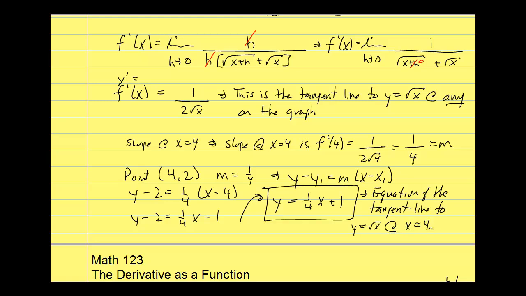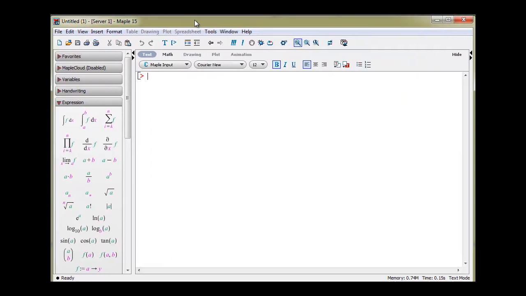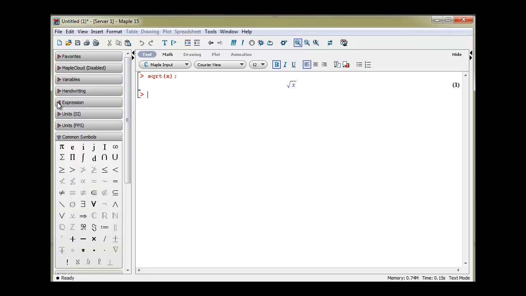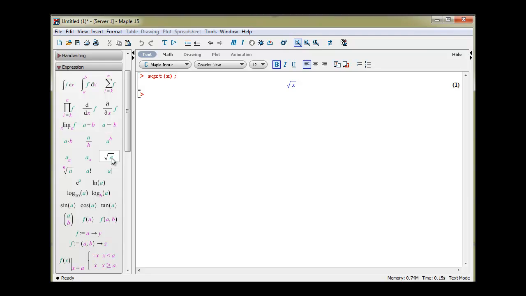Okay, so what I would like to do is to check to see if this makes sense by using Maple. So let's go ahead and pull open Maple, and let's look at some graphs. Our first graph is square root of x. So here's my square root of x. Now if you don't remember how to do square root, remember you have your expressions palette over here, and under the expressions palette, if you hover under the square root, it gives you the SQRT there.